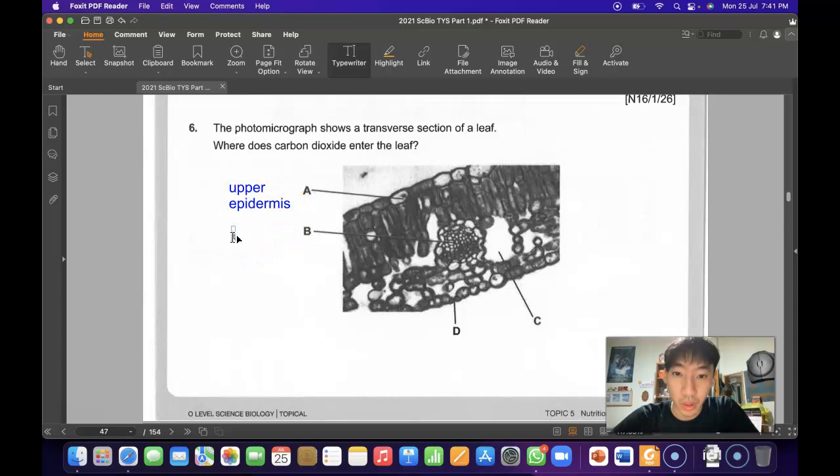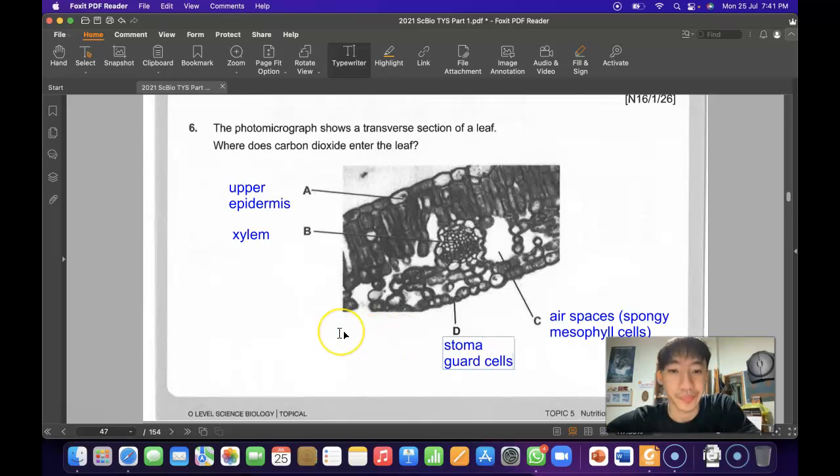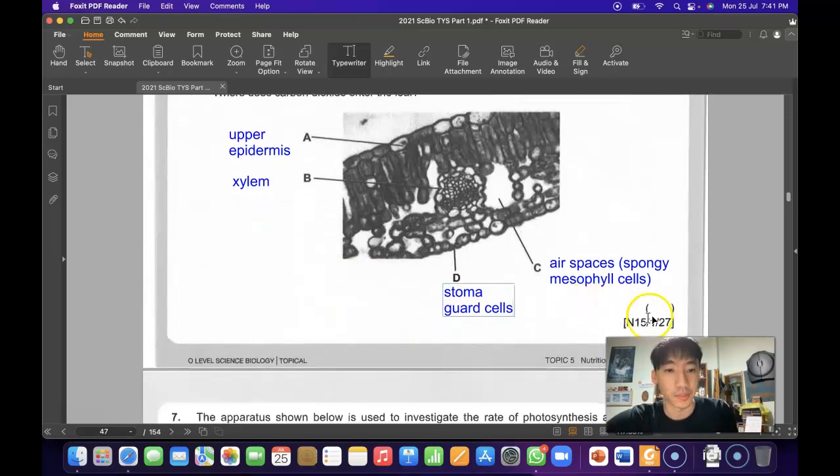Then B will be your xylem or phloem. It will be your xylem, because it's the upper area. And C is our air spaces, which is within the spongy mesophyll cells. And of course, D is the stoma, singular, which is found between the two guard cells. So the answer is D.